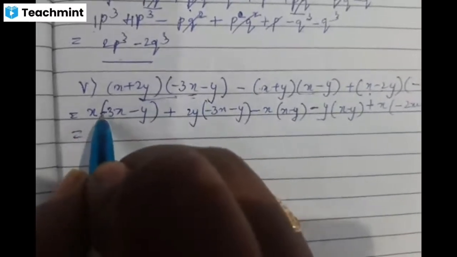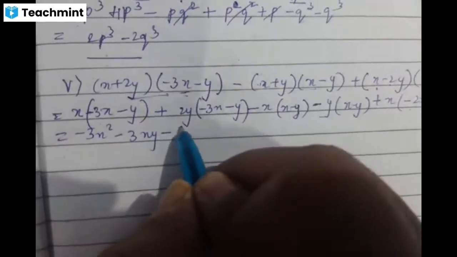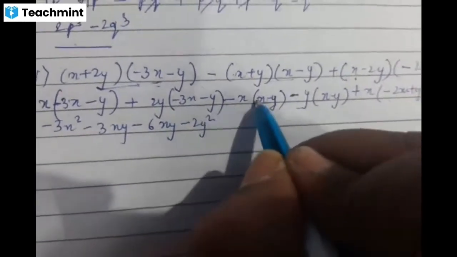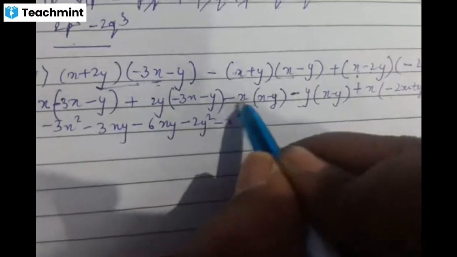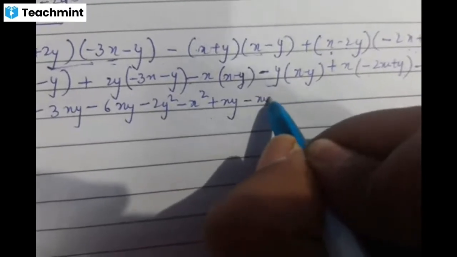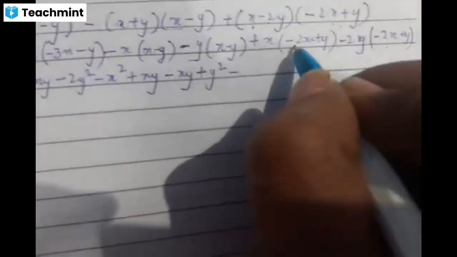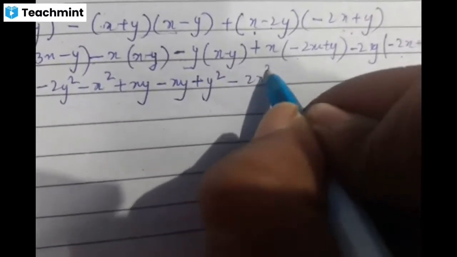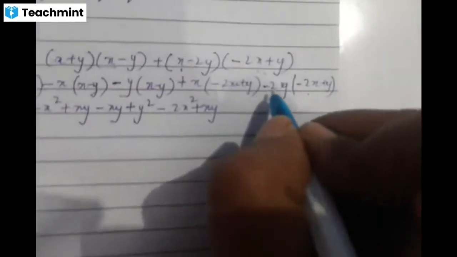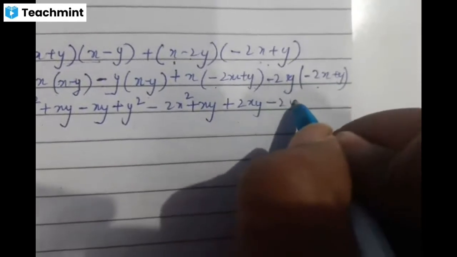Now directly multiply. Minus 3x square, minus 3xy, minus 6xy, plus into minus minus 2y square, plus into minus is minus x square, minus into minus plus xy, plus into minus minus xy, then minus into minus plus y square, plus into minus is minus 2x square, again you have only plus xy, then minus into minus is plus 2xy, minus into plus is minus 2y square.